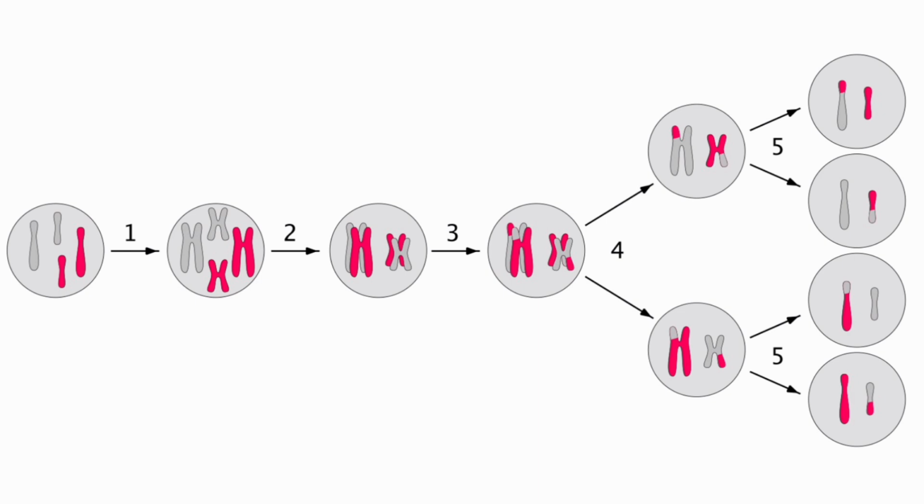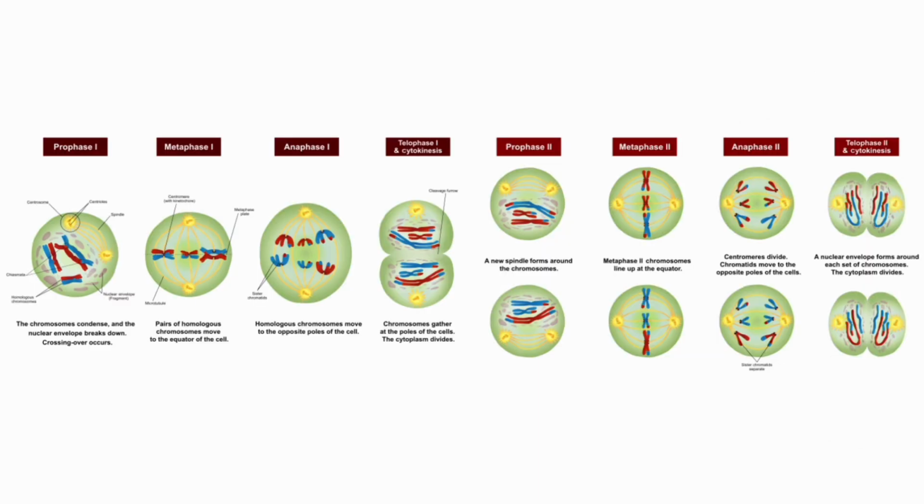Let's begin. Meiosis happens in two main stages, meiosis 1 and meiosis 2. You can think of it as two rounds of division, but only one round of DNA copying. The cell divides once to reduce the number of chromosomes and then again to separate the chromatids, so that in the end we get 4 unique cells.